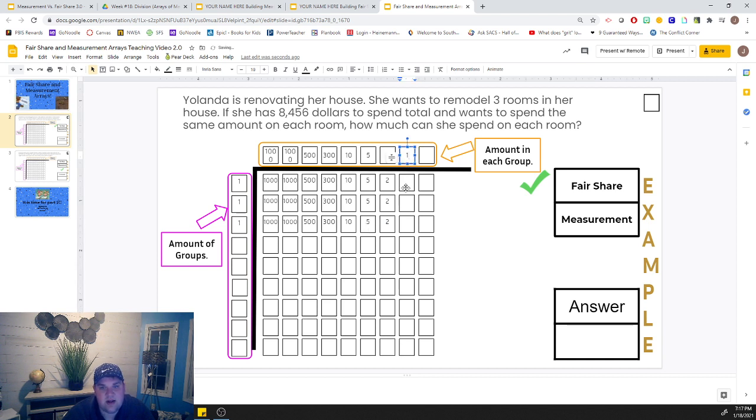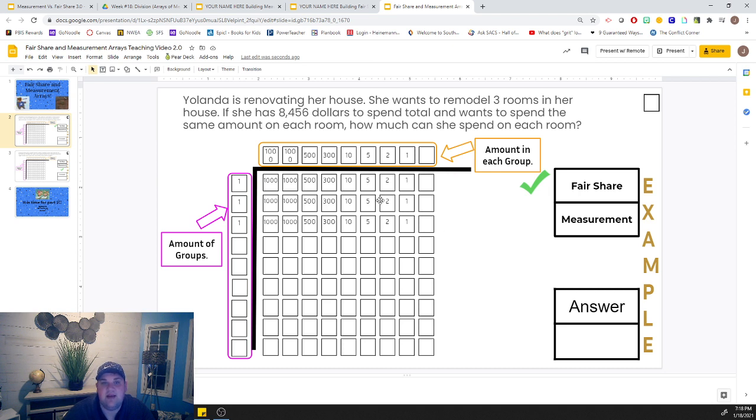Now I can give $1 to each room. And that takes me to 8,450. So I had $8,445 here. I'm adding 2 more dollars. That's 8,447, 49, 51, 52, 53, 54. And there's $8,456. So I have 2 extra dollars that I'm just going to keep because I can't split those evenly between the groups. And in each row now I have 1,000, 2,000, 500, 300, 10, 5, 2, and 1.